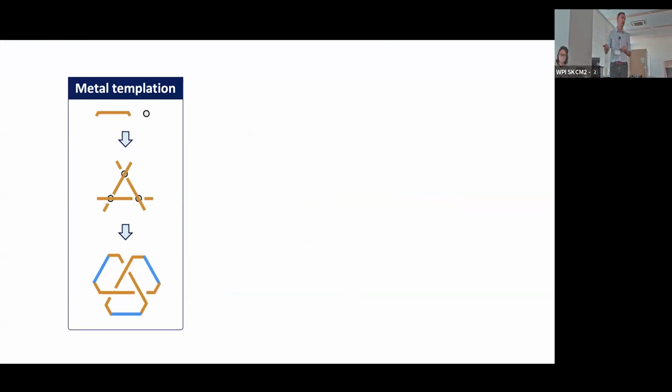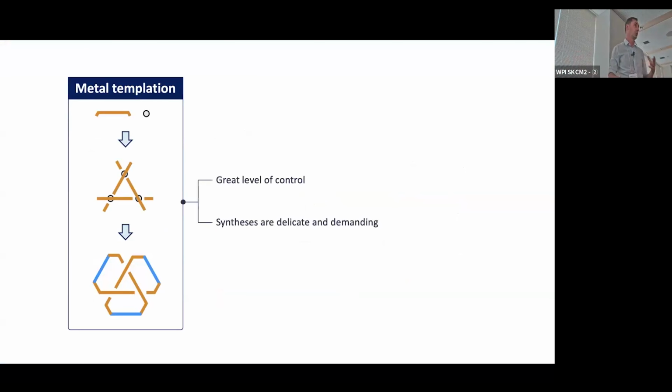Okay, so on this, I'll just close again, recap: it is possible to build knots by metal templation. The advantage here is that via this strategy, you get a great level of control because you understand step by step how you assemble your components. The drawback is that the syntheses are very demanding. It takes several months to several years to design your system properly, build it, characterize it, and so on. And so there are challenges here.